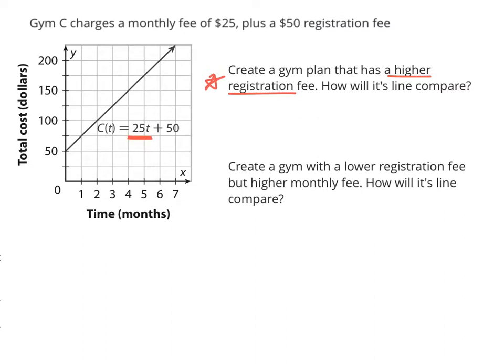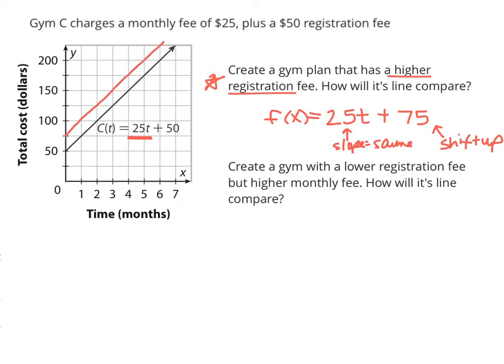So an example for that could be f of x equals, I want the monthly rate to stay the same, but I want the registration fee to be higher. So instead of $50, maybe let's charge $75. So if we think about how that line is going to compare, the slope is going to be the same, but it's the y-intercept that's going to be different. So this is going to be an example of something that is going to shift up because the y-intercept is all that's changing, not the slope. And in fact, if I graph that line, I notice that that line does have the same slope, just a higher y-intercept, so we call that a shift up.